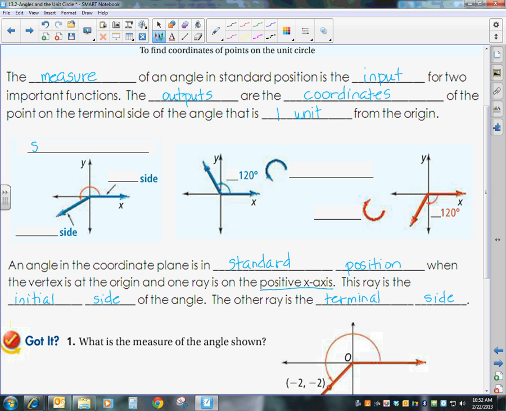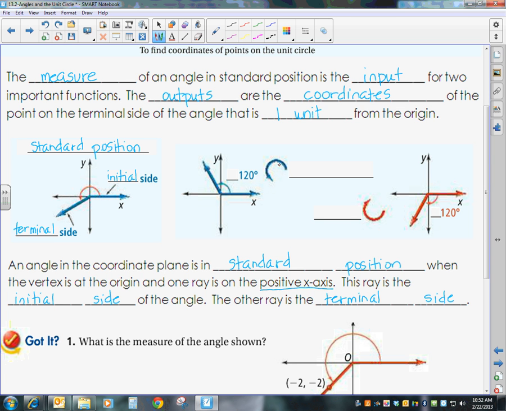Okay, so here's a picture of an angle in standard position. The positive x-axis is my initial side, I didn't spell that correctly. The arrow is showing the direction that we're drawing our angle, and where we stop is our terminal side.